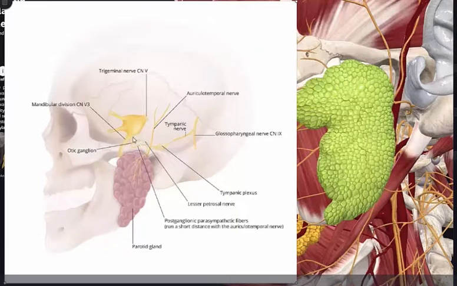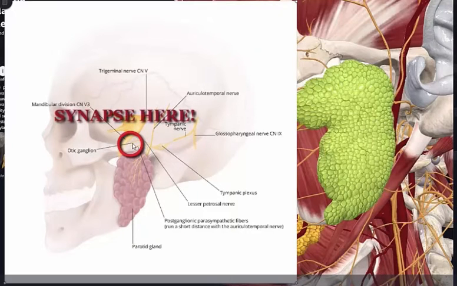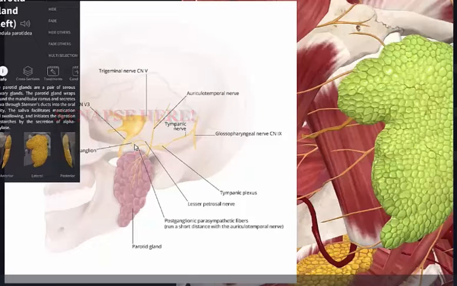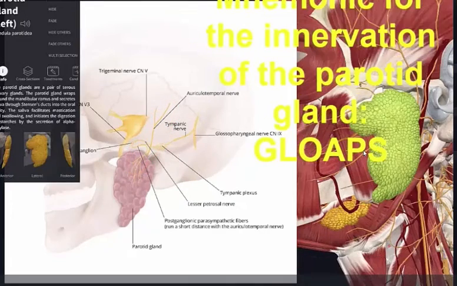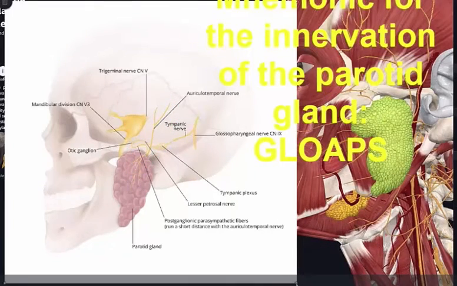The fibers will then synapse in the otic ganglion, where they become postsynaptic, and now comes the interesting part. These postsynaptic secretory fibers will then hitch a ride on the auriculotemporal nerve to reach their target organ, the parotid gland. Okay, so if we look over here, let me see if I can minimize the picture.